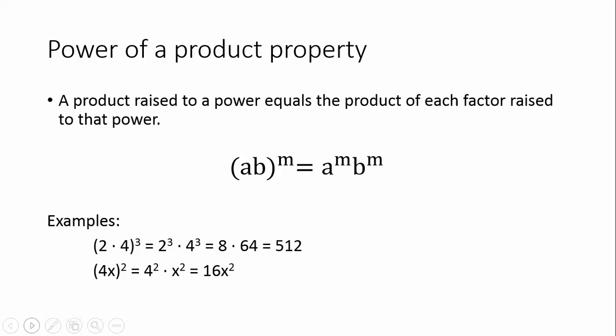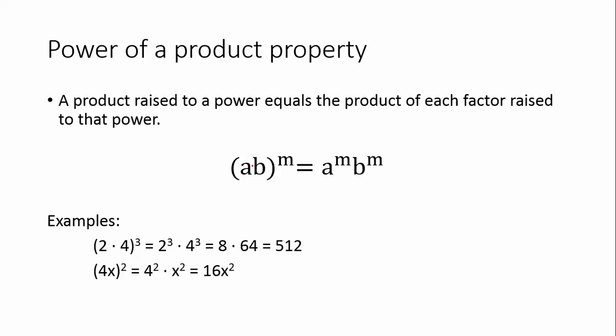Finally, we have the power of a product property. If you have a product, in parentheses here we have a times b, that is multiplication, and it's raised to a power, it's going to equal the product of each of those factors raised to that power. So if you have a product inside the parentheses, a times b, and it's all being raised to the m power, that means we take a to the m and b to the m.